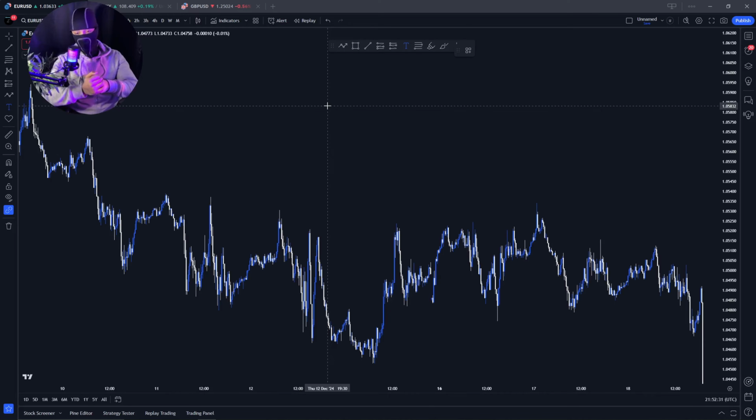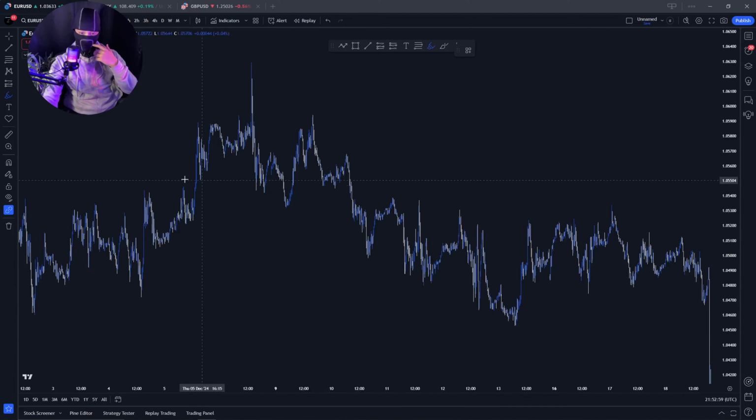Anything that you learn, make sure you jot it down, and at the end of this lesson, go over your notes. So what is the title of what you're going to learn today? I'm going to be teaching you something called a break of structure or a market structure shift. That's going into slightly more advanced market structure.